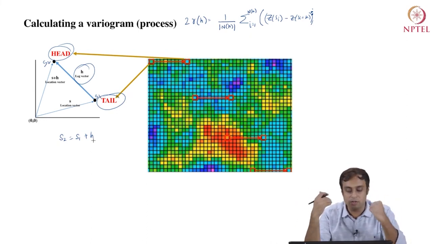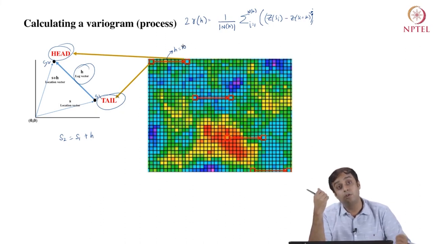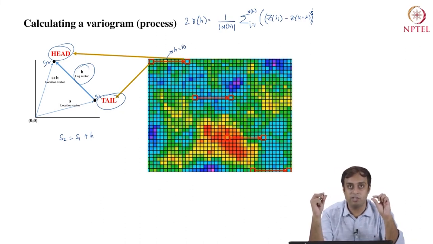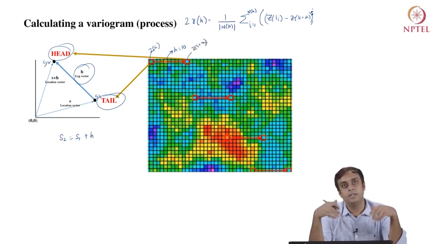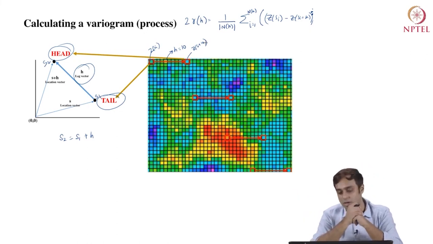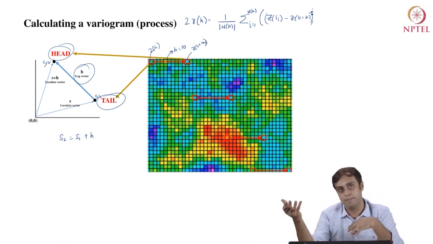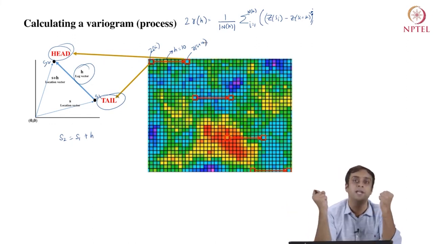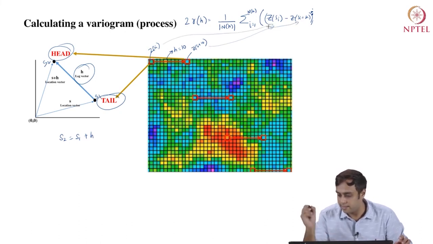For the given example, you have an h value, let's say it equals 10. So you take this tail and head representation and collect the pair z(s_i) and z(s_i plus 10). The colors on this regular lattice represent data values, digital numbers that are embedded as a color scheme. So you can note these values, take the first difference, and square it. That square enters right here. So this is s plus 10, and this is s.